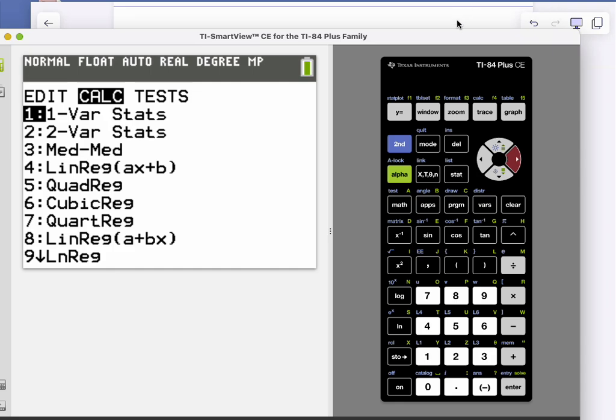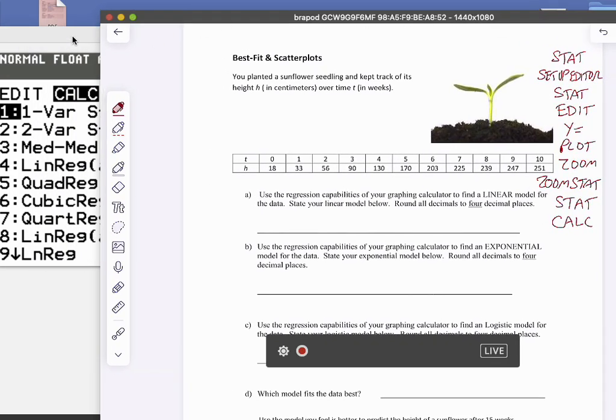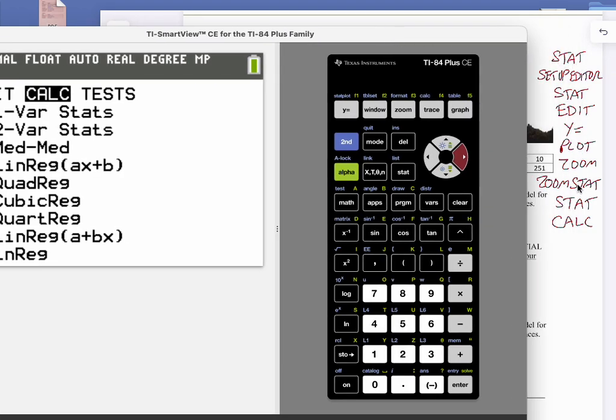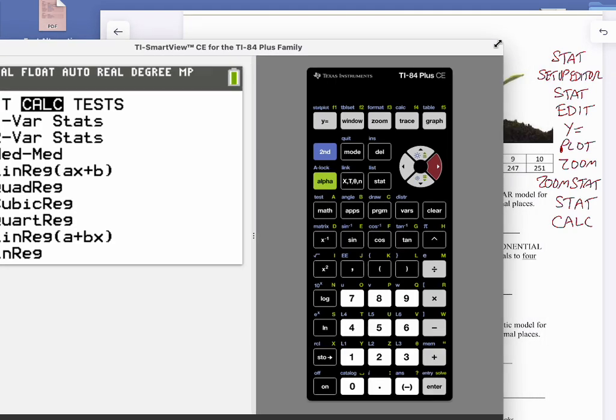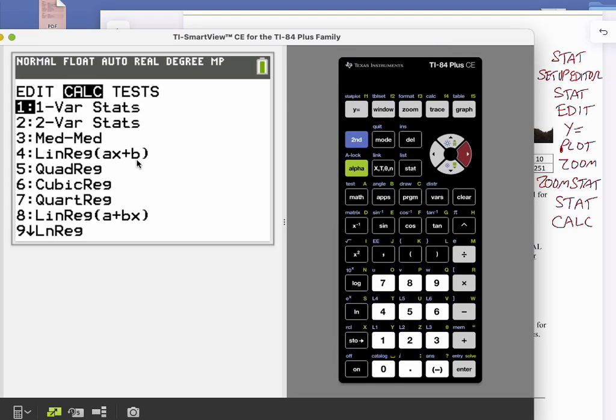I have a list here that I'm writing. I'll try to move it over so you can see it. So you'll be able to see this list as we go, but we did y equals plot, zoom, zoom stat. Now you go to stat calculate, and now you're gonna look through these and you're gonna pick the one that you think is best, okay?